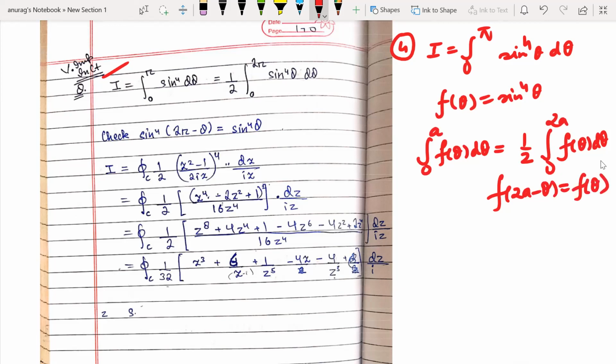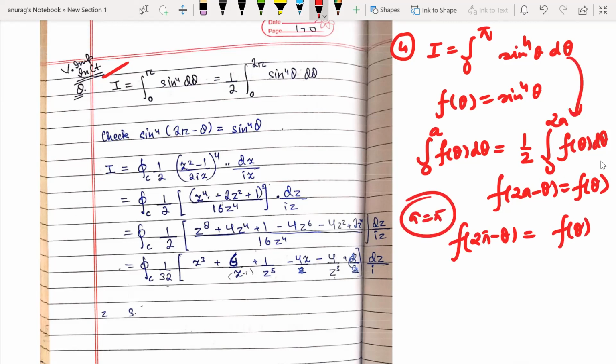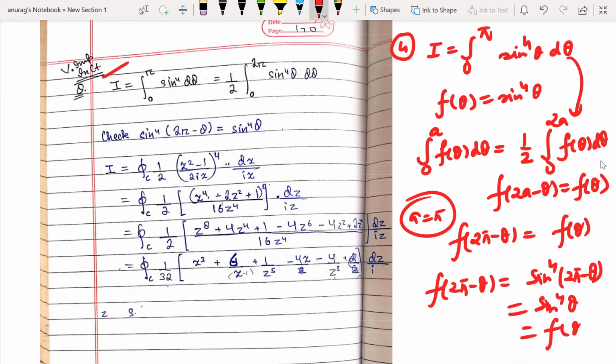Okay, so here a is your pi. So we want f(2 pi minus theta) to be equal to f(theta) only, because a is pi here. Then we can apply this property. So here, what will be your f(2 pi minus theta)? It will be sine to the power 4 of (2 pi minus theta), sine 360 minus theta is minus sine theta, but due to the even power, it will become again f(theta). It means we can apply this property.